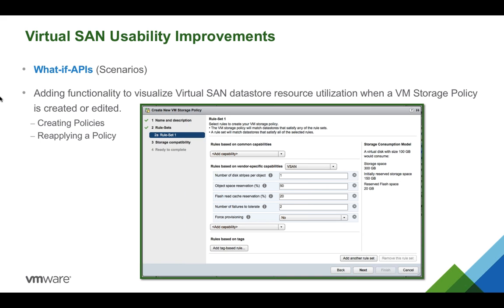From a usability standpoint here also, here's a what-if API scenario that has been introduced into the framework for the policy creation. Now you can dynamically see the impact on the capacity as well as the resource consumption of the storage system, of the virtual SAN data store, and how it applied to it based on the policies and the settings that you're choosing for the different characteristics that you may want, whether it might be performance, capacity, or availability. As you build these different policies, you can actually see that dynamically on the right-hand side.